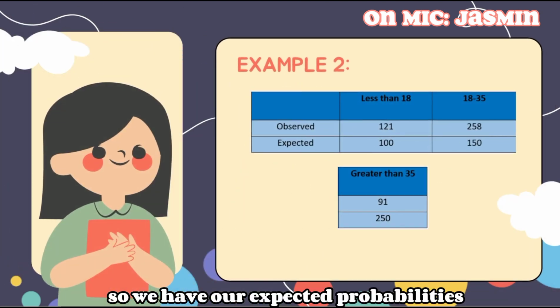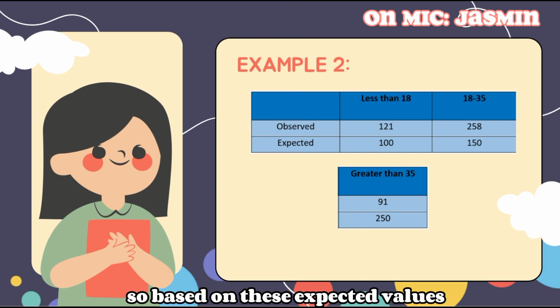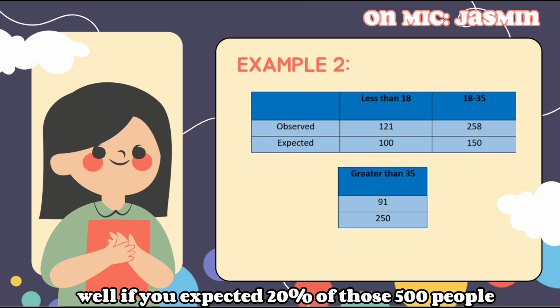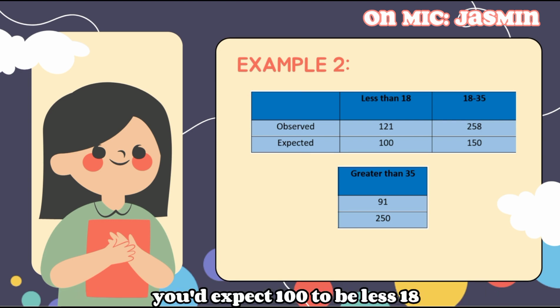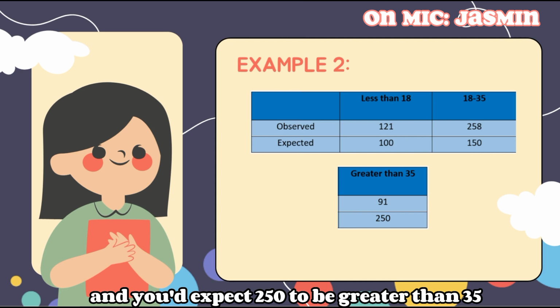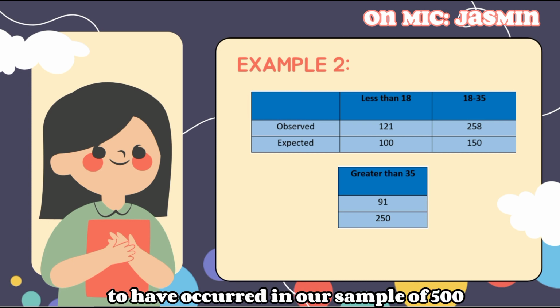So we have our expected probabilities and we have our actual observed values here. Based on these expected values, if we took a sample of 500, what would you expect the observed values to be? Well, if you expected 20% of those 500 people to be less than 18, you would expect 100 to be less than 18. You would expect 150 to be between 18 and 35, and 250 to be greater than 35. So we have what actually occurred in our sample of 500 and what would be expected to have occurred.